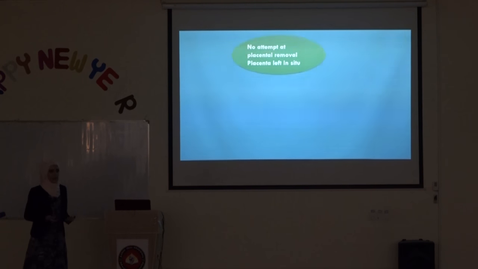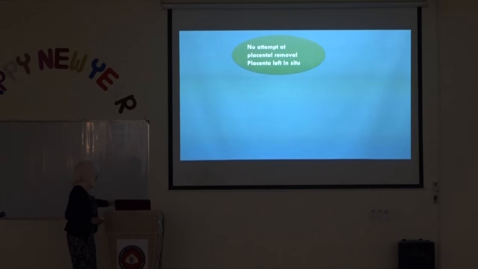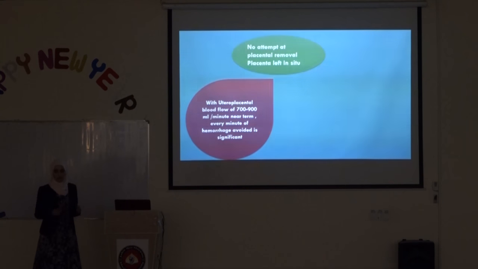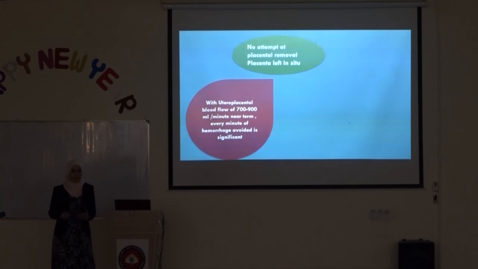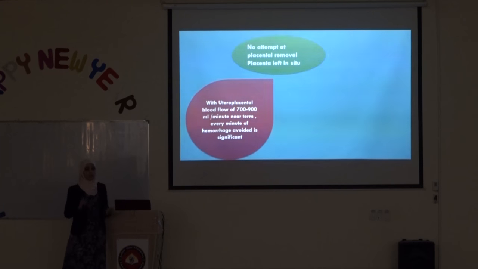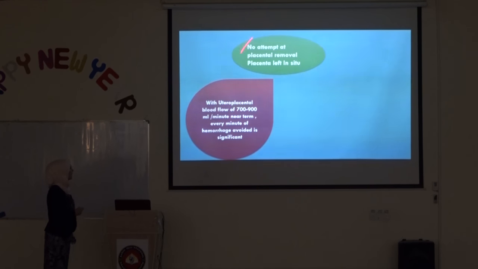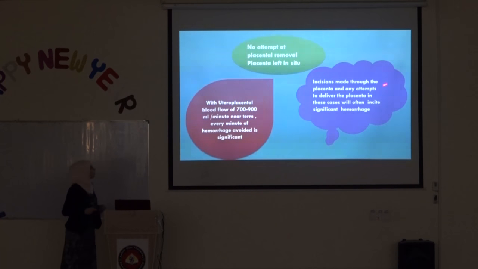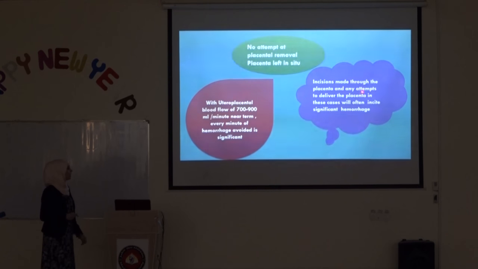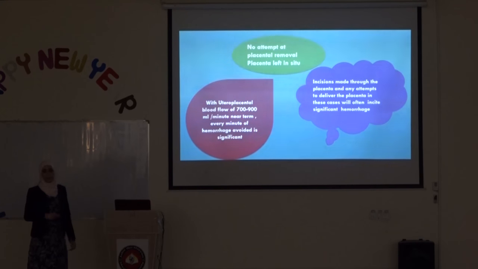As we do the cesarean section, we have to avoid placenta removal. We said that the placenta is very risky. The uterine blood flow to the placenta is about 700 to 900 ml per minute. So it's a very huge amount of blood. So we have to avoid dealing with the placenta and avoid touching. Incisions made through the placenta and any attempts to deliver the placenta in these areas will open inside significant hemorrhage.